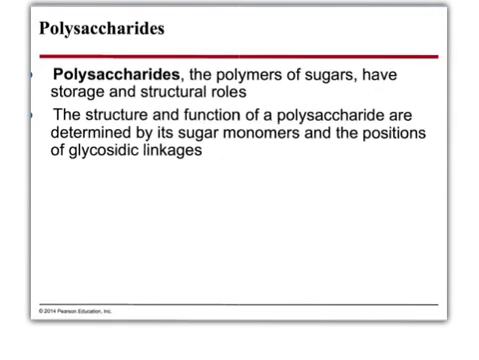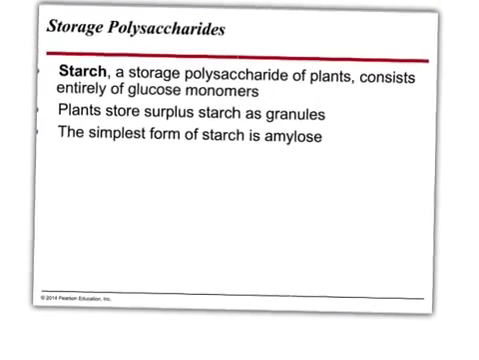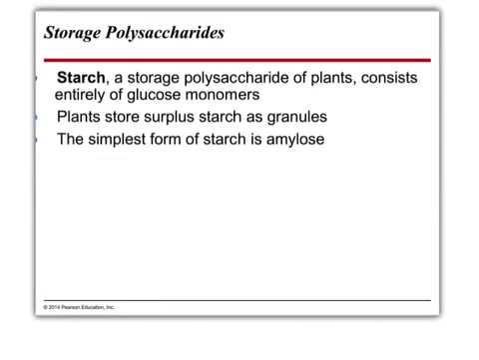But the structure and function of a polysaccharide are determined by its sugar monomers, which monosaccharides are there, and how they're linked. We're going to really concentrate on how they're linked, because that's really what makes a big difference. So, starch, the storage polysaccharide of plants, is entirely glucose monomers. It's glucose, glucose, glucose, glucose, all the same. Plants store this as granules, and the simplest form of starch is amylose.